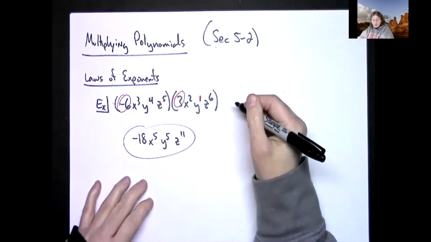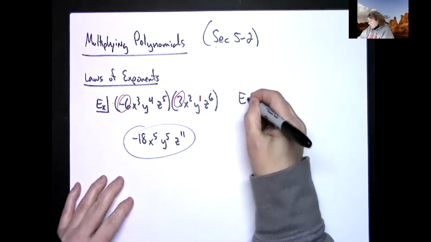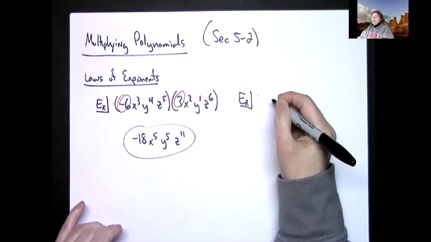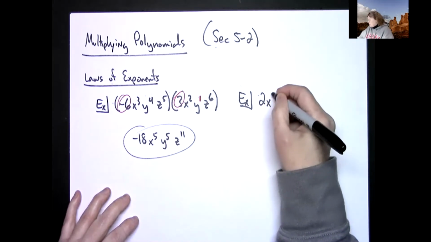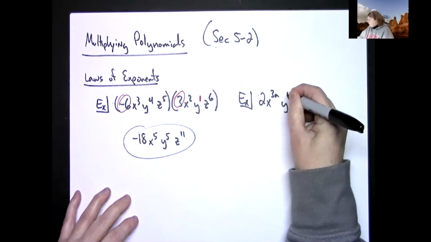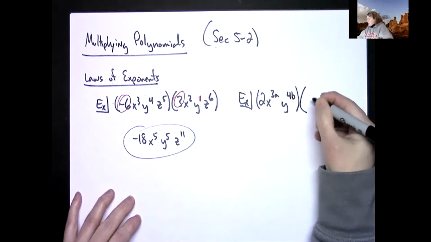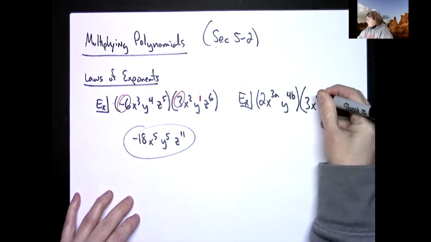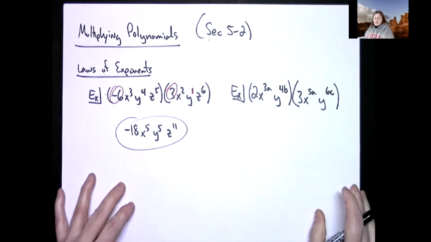Now, that one was a pretty straightforward one. Again, could I put some letters in my exponents? Okay, I could. And I could even make it so that they aren't the same. So let's do something like a 2x to the 3a, and then a y to the 4b. And let's say we're going to multiply that by a 3x to the 5a and a y to the 6c. Just trying to be as creative as I possibly can here.